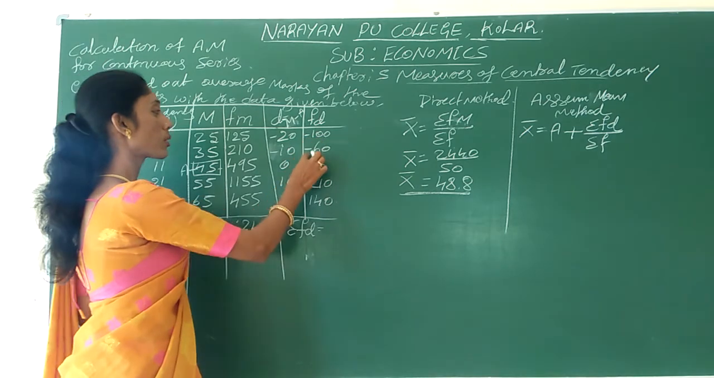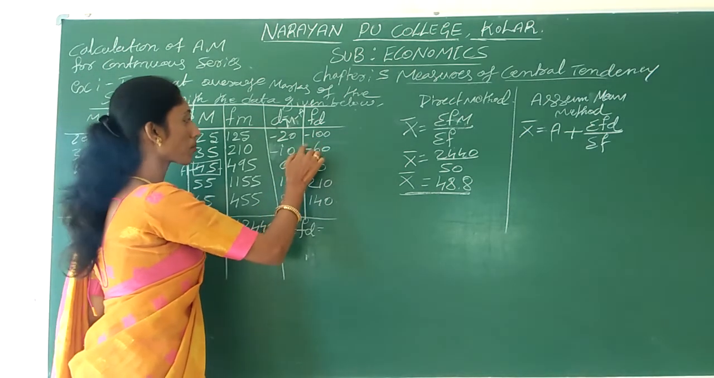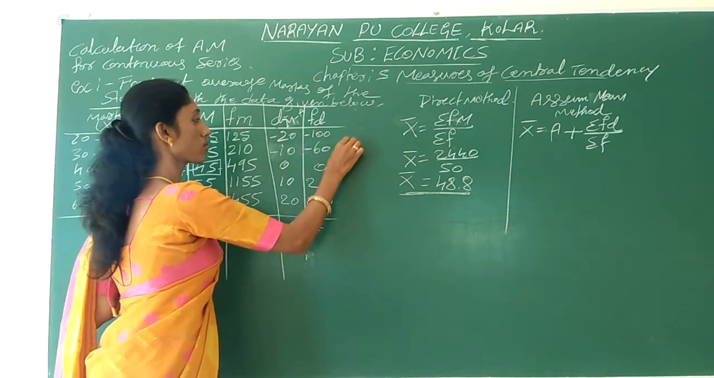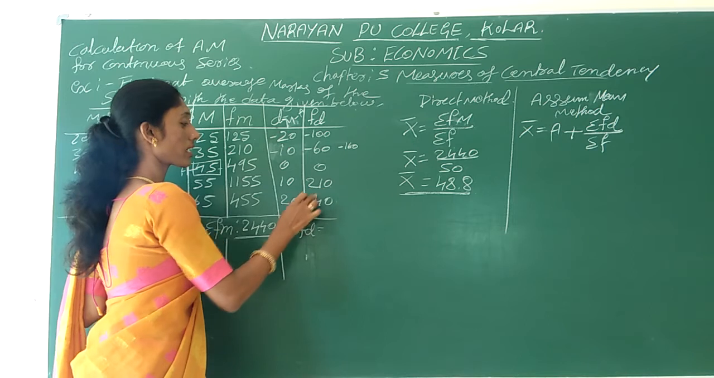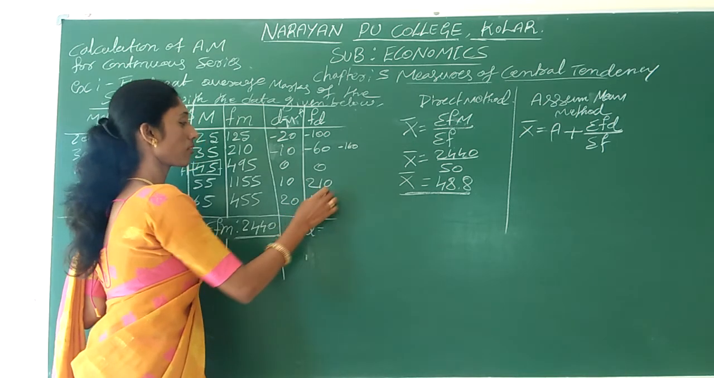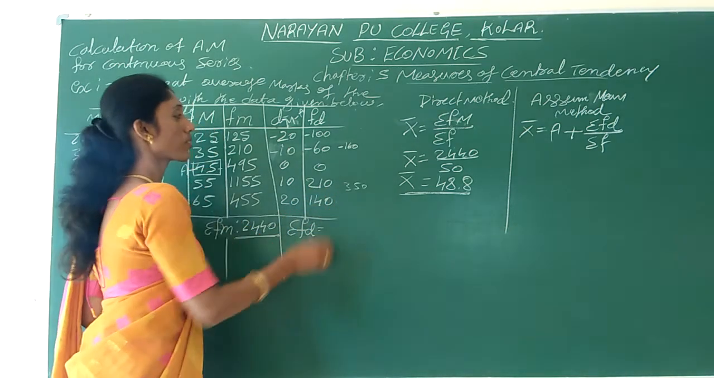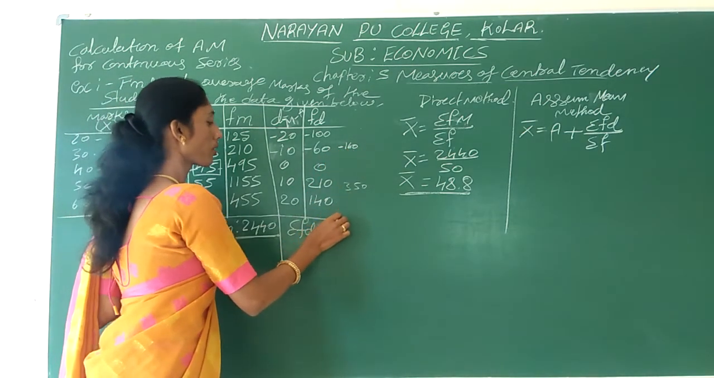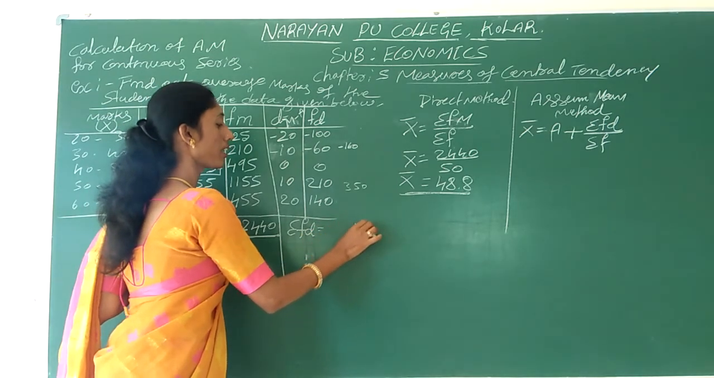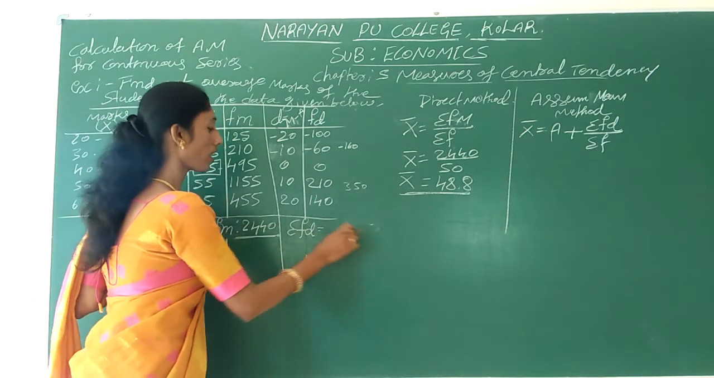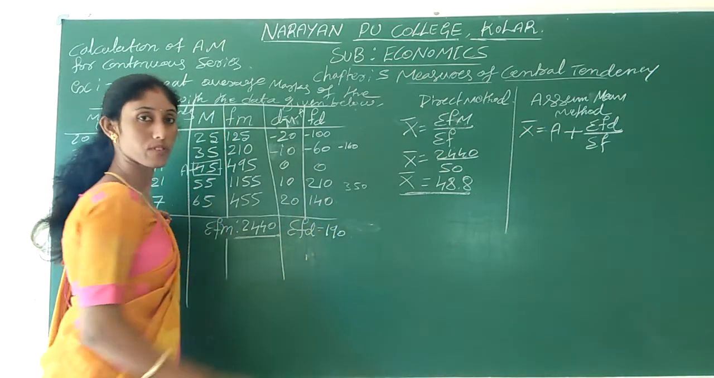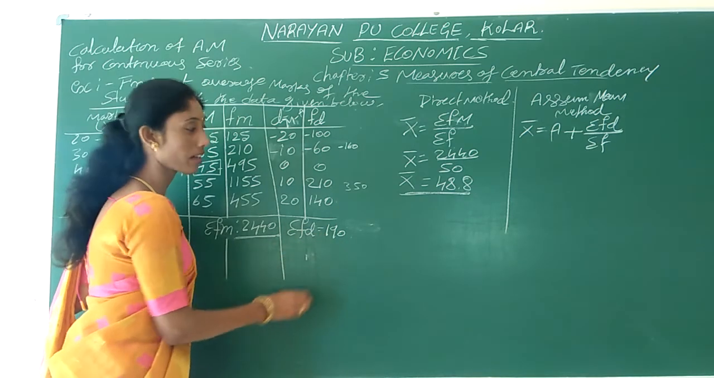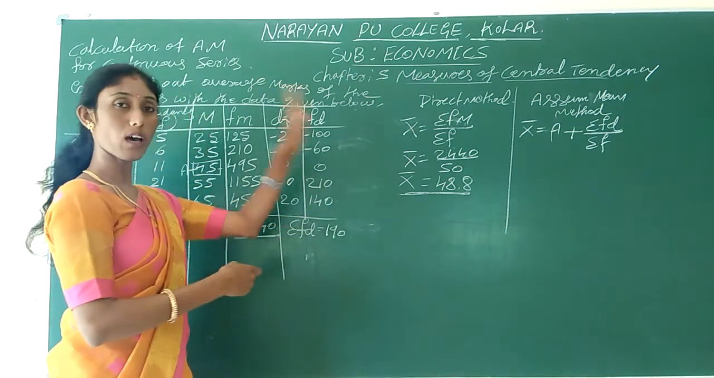Here, there are two minus values. Minus minus will become plus. 100 minus 100 minus 60 is minus 160. 210 plus 140, we will get 350. 350 minus 160, we will have 190, right? Got it now? Sigma fd is 190. Now we'll apply the formula.